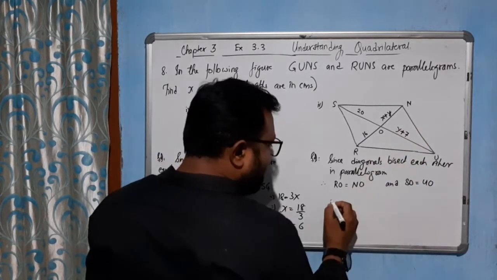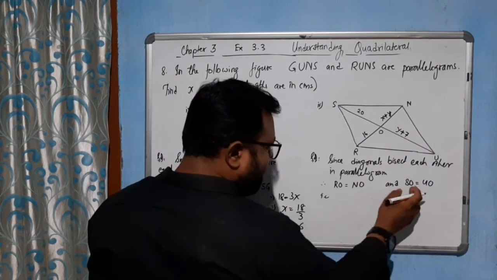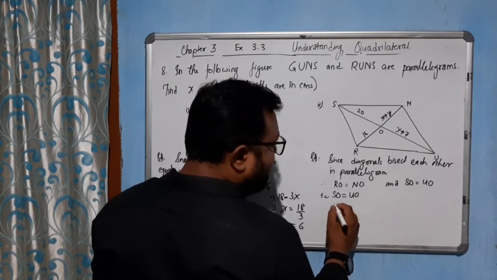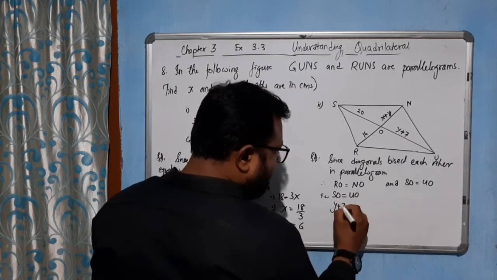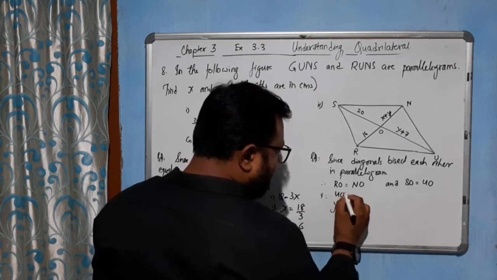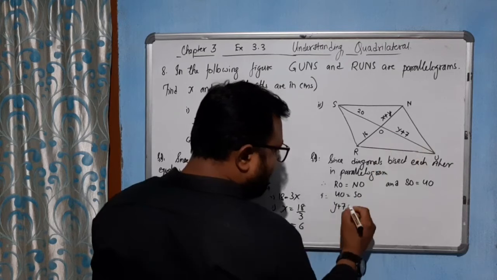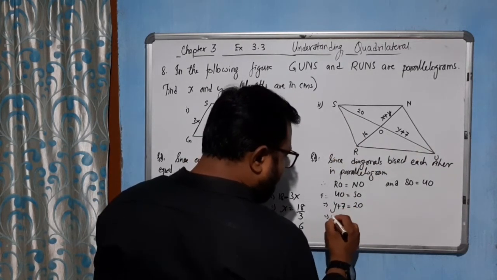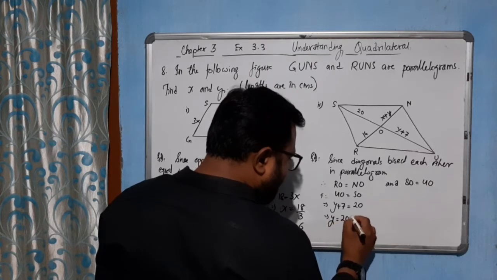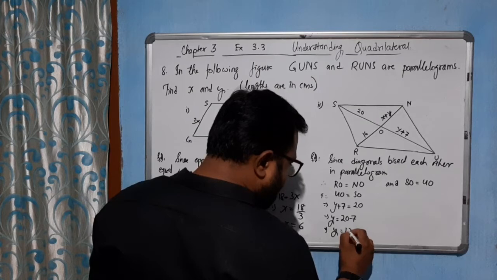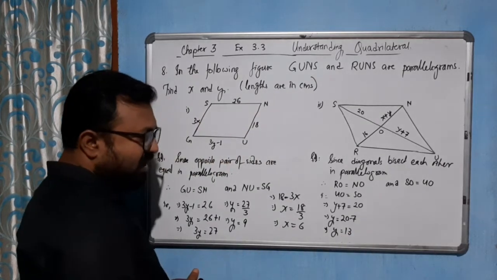See, from this one, SO equal to UO, what we will get? y plus 7 equal to SO, which is how much? 20. So what will happen? y equal to 20 minus 7. y equal to how much? 13. So the value of y is 13.